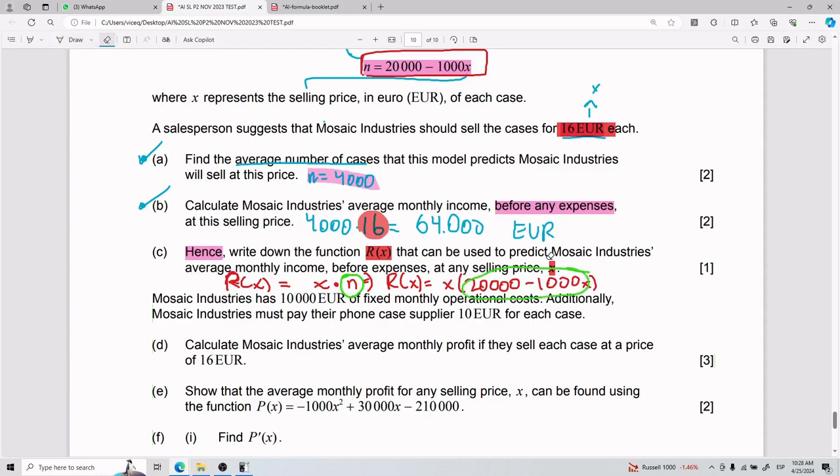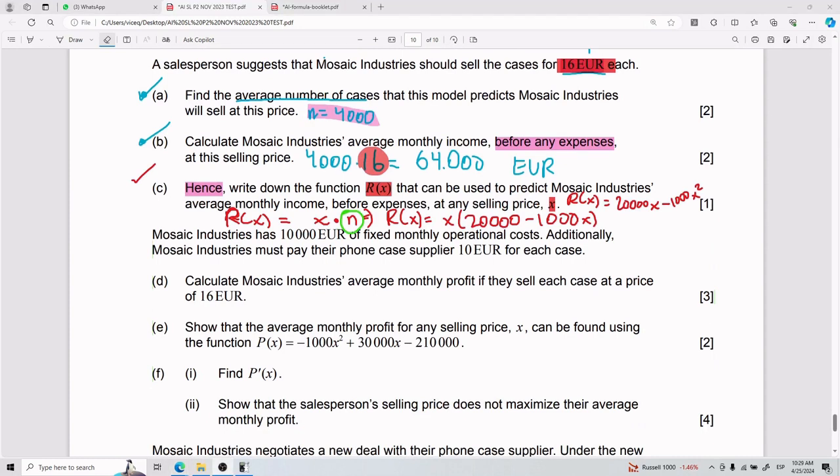And so you plugged it in just to have it all in terms of x. This is one way to answer. This gives you the point, okay? Maybe for you it's more friendly if you distribute the x right away. Maybe down the line that makes more sense. You can also write r of x as 20,000 x minus 1,000 x squared, okay? So both of these work, to each their own. That is for part C.